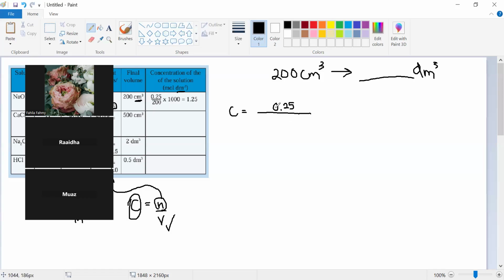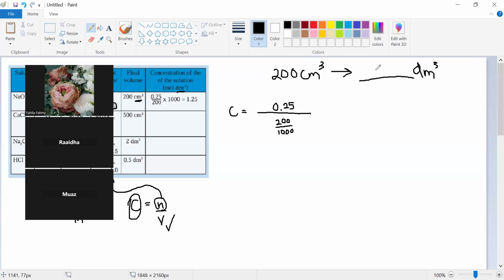This is actually C. What is C equals to, Raida? C equals n divided by V, no? So 0.25 divided by 200 divided by 1000. Why? Because I'm converting it into cubic decimeter. You are telling that if they give you the cubic decimeter and tell you to convert it to cubic centimeter, yes, you are supposed to multiply by 1000.